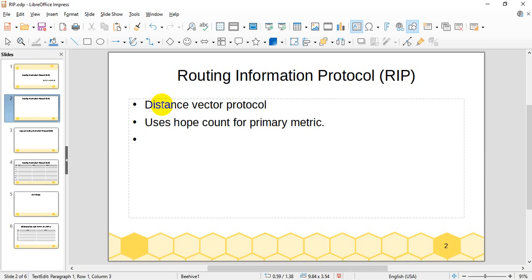The Routing Information Protocol uses hop count as its primary metric, and AD, which stands for administrative distance, or in short form AD. What's the AD value of the Routing Information Protocol? The administrative distance value, or AD value, of the Routing Information Protocol is 120.